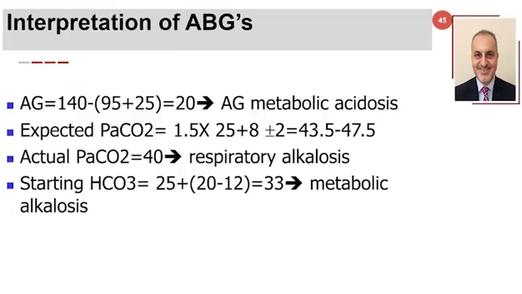Let's see what happens if you start calculating the anion gap. The anion gap is 20, so the patient has anion gap acidosis. If you apply Winter's formula, you find that the expected PCO2 is between 43 and 48, but the patient's actual is 40, so the patient really has a respiratory alkalosis. And if you do the starting bicarbonate, you find that it is 33, so the patient has metabolic alkalosis. So this is the best example of a normal-looking pH and normal-looking electrolytes, but the patient has a triple acid-base disorder, with the disorders counteracting each other to cause a picture that looks normal. So always start by doing the anion gap.